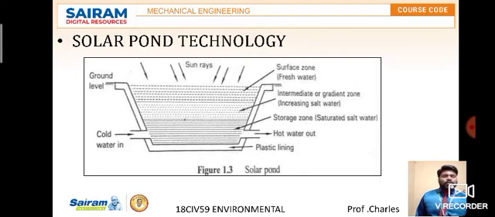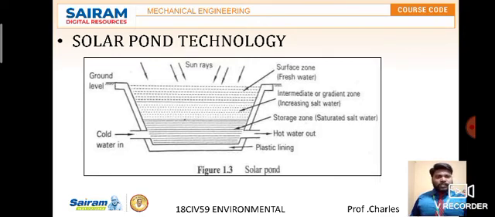And the next one is solar pond technology. This also works under solar radiation. So how does it work? For a solar pond, they make a pit at ground level, and in that pit they put a large amount of rock salt, and then water is poured. When water is poured onto the rock salt, it mixes and dilution takes place, and there will be three different zones: first zone, second zone, third zone.